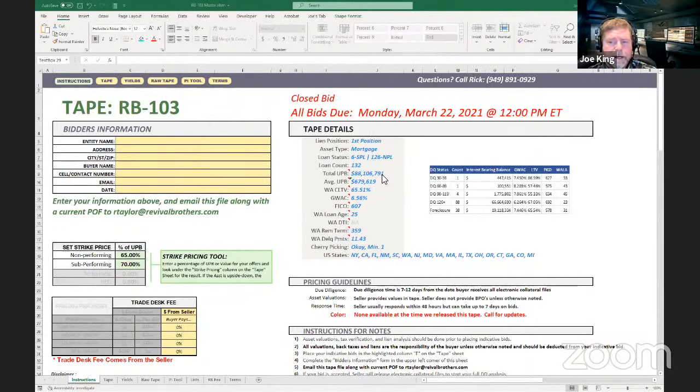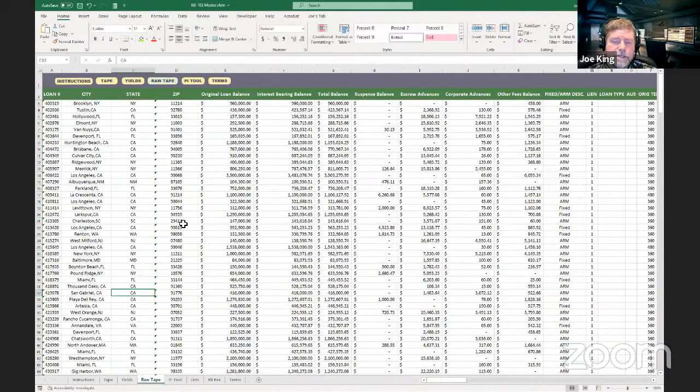But what I'm going to do is I'm just going to kind of ease into this and show you guys how we analyze assets given the information that was presented to us by the seller, which is, again, this information. I don't think you saw that when I brought it up before, but this is basically what a tape looks like when it comes from the seller.